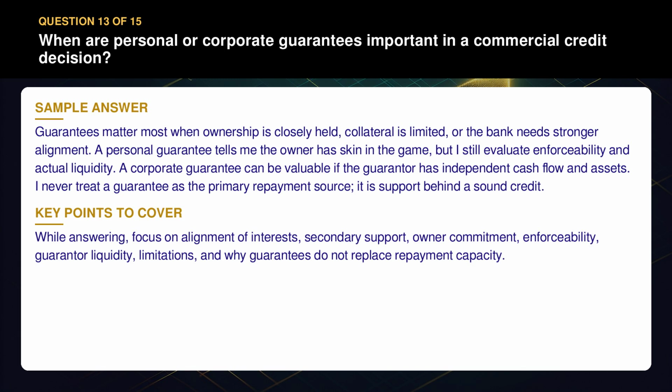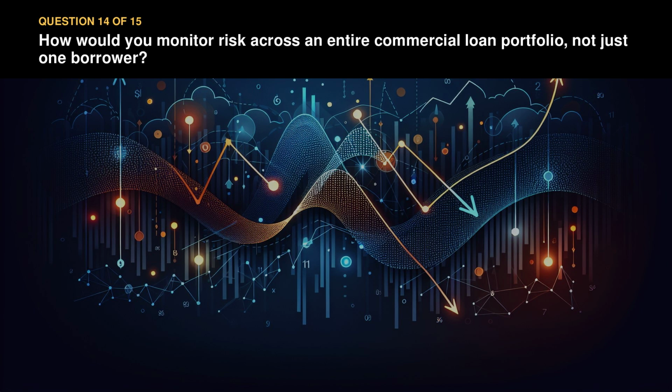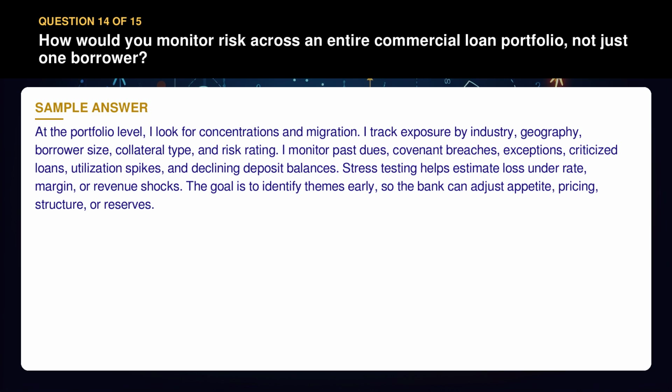While answering, focus on alignment of interests, secondary support, owner commitment, enforceability, guarantor liquidity, limitations, and why guarantees do not replace repayment capacity. Question 14. How would you monitor risk across an entire commercial loan portfolio, not just one borrower? At the portfolio level, I look for concentrations and migration. I track exposure by industry, geography, borrower size, collateral type, and risk rating. I monitor past dues, covenant breaches, exceptions, criticized loans, utilization spikes, and declining deposit balances.